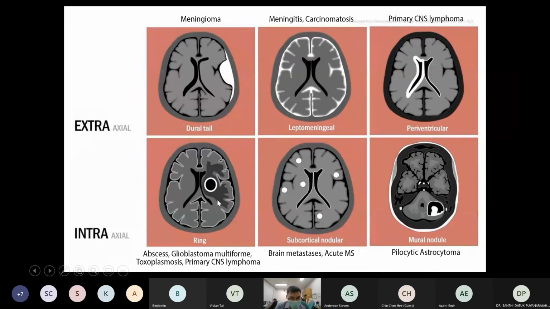And for the ring enhancement in the intra-axial, usually it will give us a few clues. For example, if it's a complete ring enhancement, usually it's an abscess. Toxoplasmosis can also appear like that, and primary CNS lymphoma as well. If it's an irregular structure, then you will need to suspect glioblastoma multiforme. Subcortical, it can be brain mets or acute demyelinating lesion. The mural nodule is a bit rare, usually only found in pilocytic astrocytoma. These are the few common examples of enhancement.